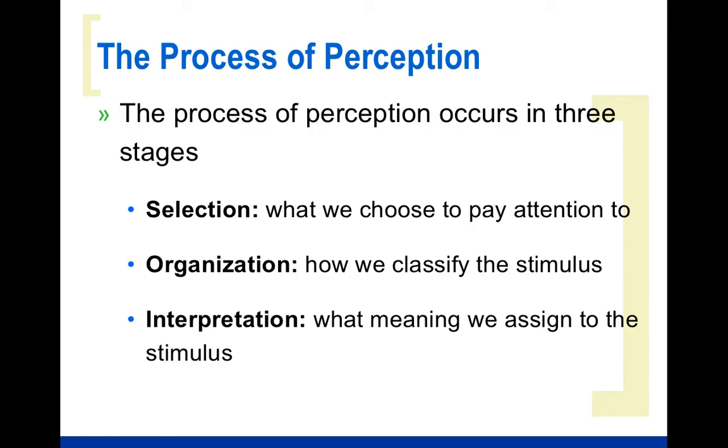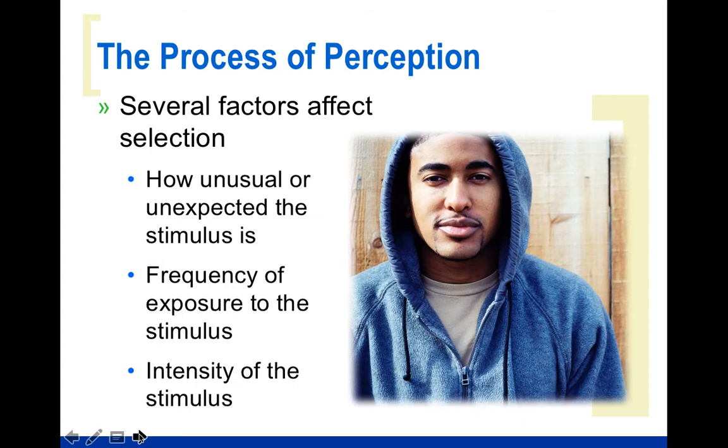We pay attention to that, and then we organize those things and put them into groups, and then we try to interpret it. Okay, if this person's not making a lot of eye contact with me on these various topics, maybe then they're not being completely honest. That's the interpretation. That's the meaning that we would ascribe to that. So know the process of perception: selection, organization, and interpretation.